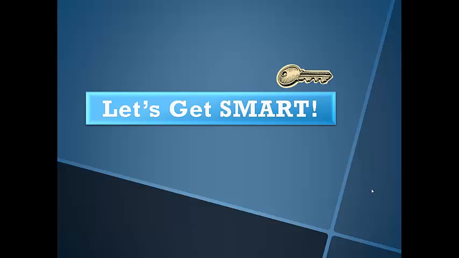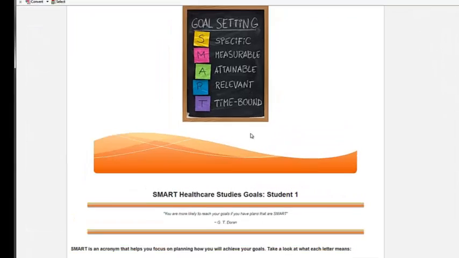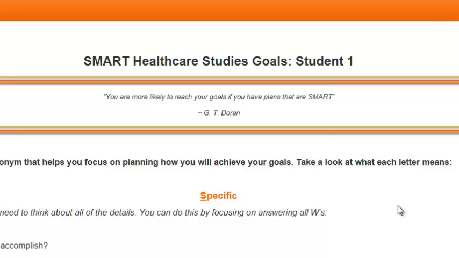All right, now let's get smart. In order to do this, let's go to your Canvas class and take a look at the Goal Setting SMART assignments. If you click on SMART Healthcare Studies Goals, you will see this page. Now we know that the first step is to read through the assignment, so let's continue. SMART Healthcare Studies Goals Student 1.